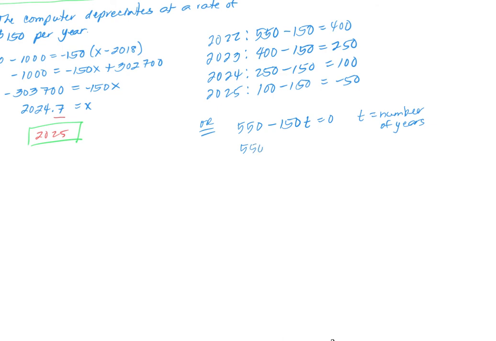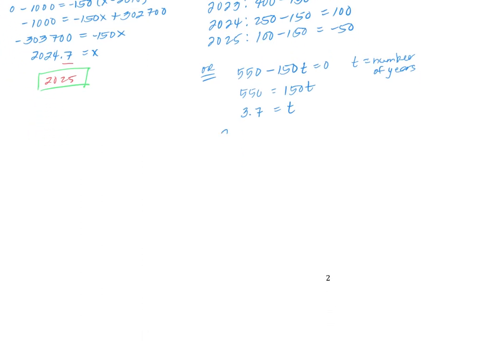I'm going to go ahead and just add the 150t to both sides so everything's positive. And then you would simply divide by 150. In my calculator, I get 3.66666, so about 3.7. So that means I'm going to add 3.7 years to 2021 to get the year 2024.7, because it's 3.7 years after 2021. So that would be past the year 2024, and because of this 0.7, we're already in the year 2025.